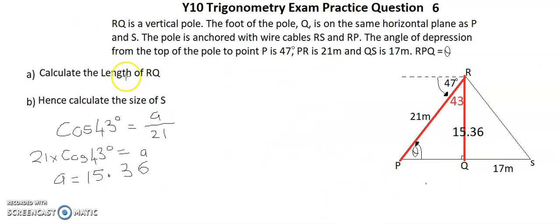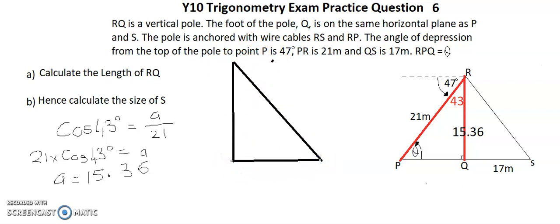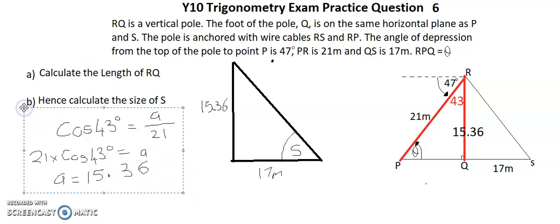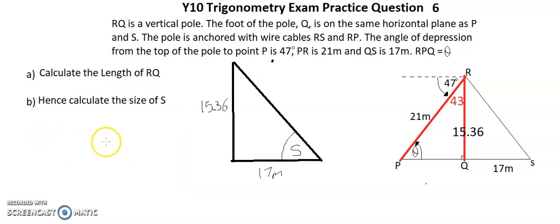So I found out my first question, then it says for question B, hence calculate the size of S. So straight away here, I'm going to draw my right angle triangle. I don't have my angle, but what I do have is my adjacent, 17 meters, and what I also have is my height of 15.36 meters. So based on that, we need to think about what ratio we are using. And in this case, because we've got opposite and we've got adjacent, we are using our tangent.